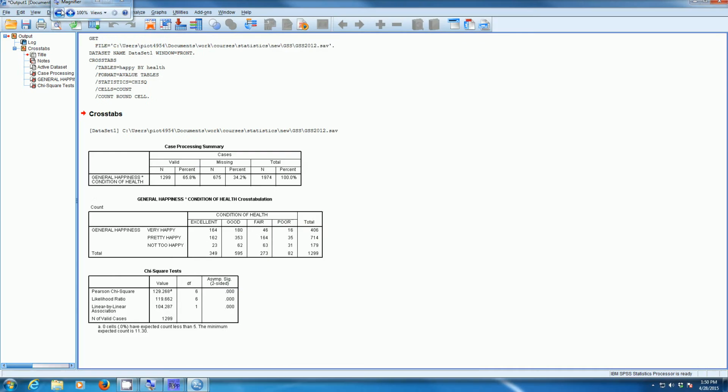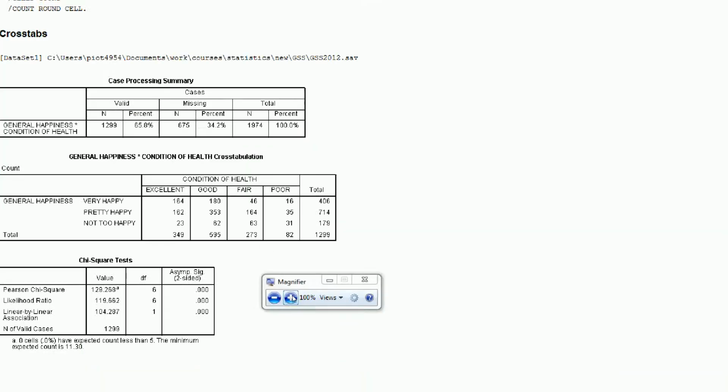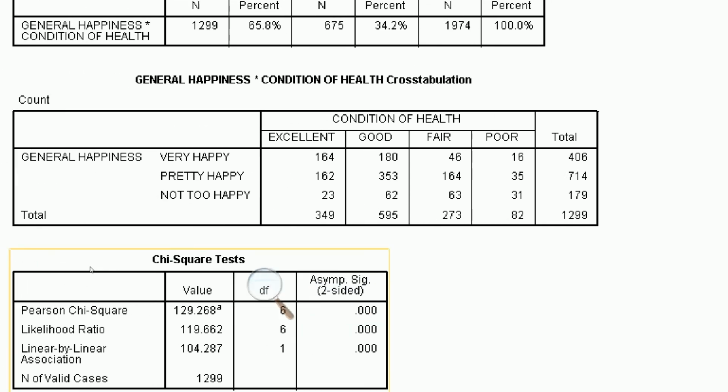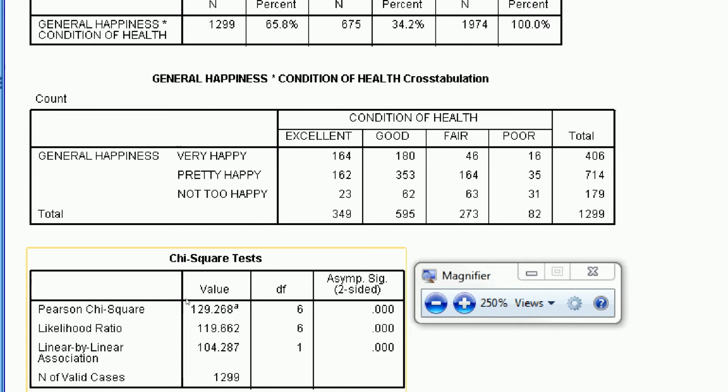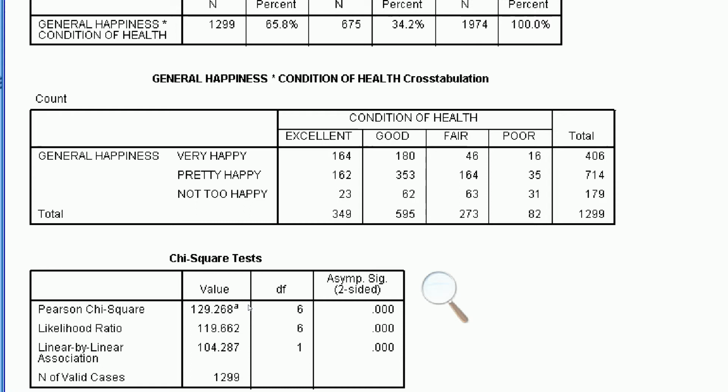And if we go to our output window and scroll down, notice that SPSS has created a bivariate frequency table of the relationship between health and happiness. And down below here, we have our Pearson's chi-square value. The test statistic in this case is 129.268 for 6 degrees of freedom. Again, that's the number of rows minus 1 times the number of columns minus 1. And what we're mainly interested in looking at is what says asymptotic significance, two-sided.